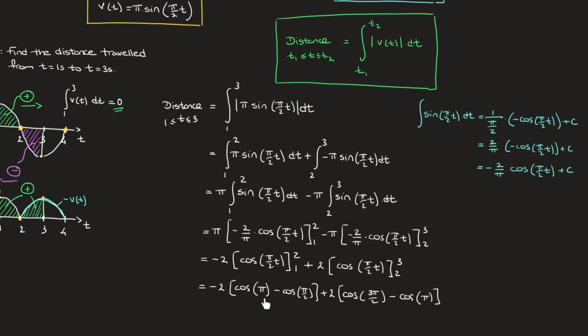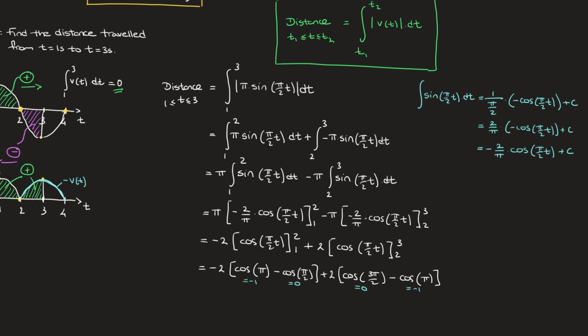And now cosine of pi is equal to negative 1, so we'll have negative 1 here and here, and I'll quickly write that. That's equal to negative 1, and that's equal to negative 1. And both cosine of pi over 2 and cosine of 3 pi over 2 are equal to 0, so that's equal to 0, and so is that.